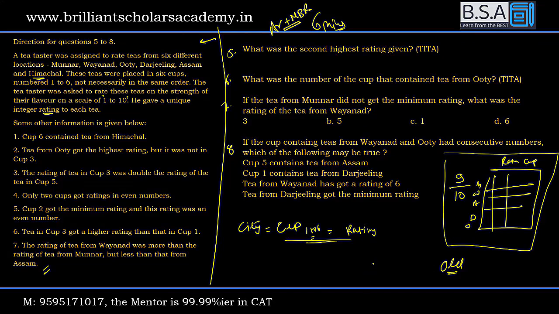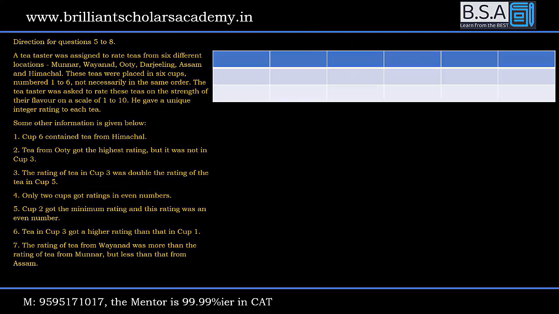So what you should rather do is, any question that talks about number based rating, or let us say height based or weight based rating or arrangement, you solve it through sequencing. You imagine a sequence of numbers. You don't have to assign numbers. What you can do is, there are 6 places. I don't have to write their names. Their names are Munnar, Wayanad, Ooty, Darjeeling, Assam, and Himachal. They are in the cups numbered 1 to 6, not necessarily in the same order, and the rating is 1 to 10. So I will write down the information here.